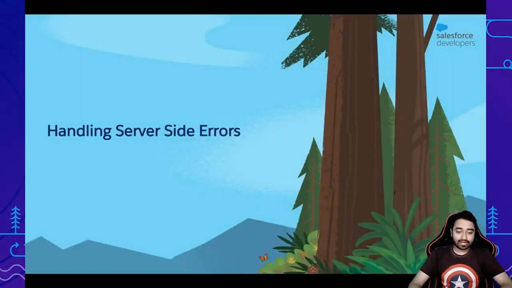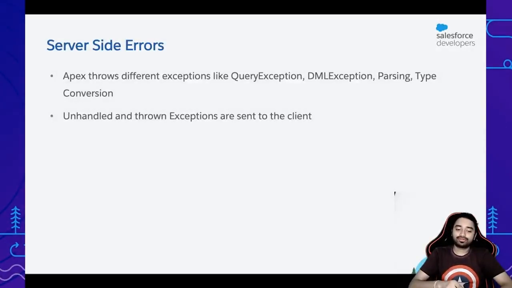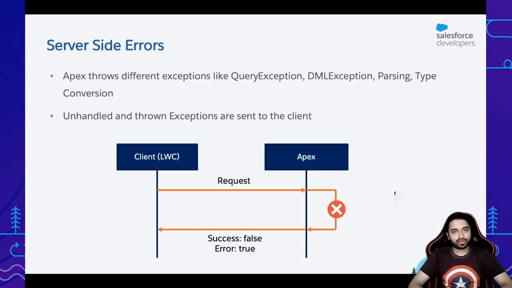So first, let's start with handling server-side errors. Apex, as you know, throws a lot of different exceptions, like query exception, DML exception, or one that I get quite frequently, attempt to dereference a null object. All of those are different exceptions that Apex throws. And if you don't handle these exceptions, which means you don't put your logic inside a try-catch block, they become unhandled and get thrown directly to the client.